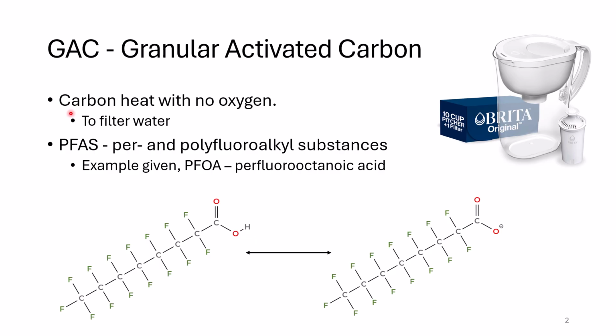And so basically, granular activated carbon is carbon that has been heated to very high temperatures with no air. So it's not burning in the presence of air. It's different from charcoal, but pretty similar to charcoal. That's why it's called activated charcoal. But basically, this is in your Brita filter.